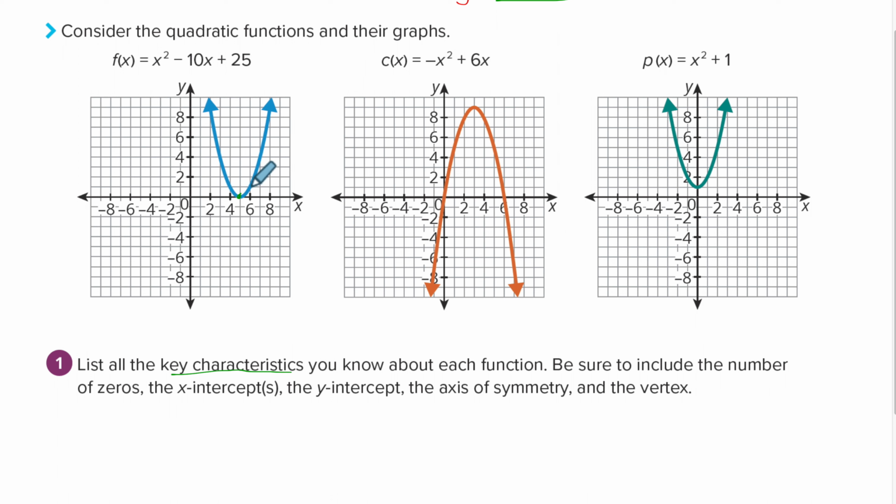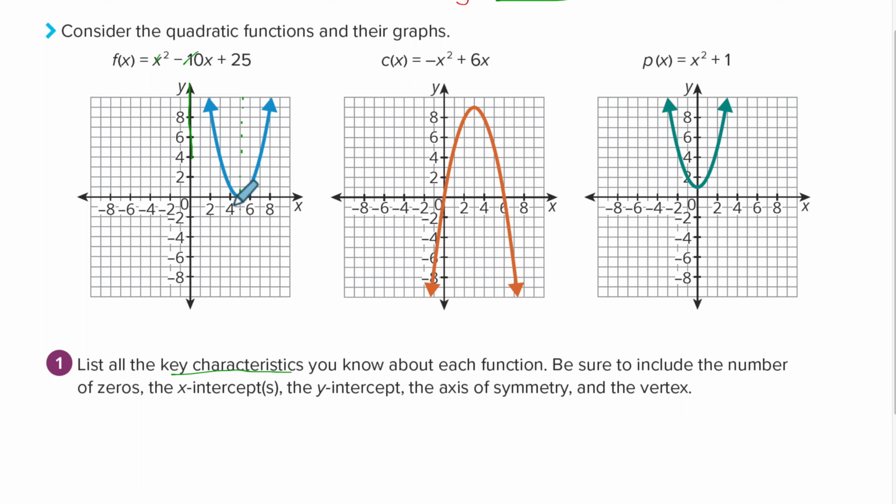The y-intercept, I can't tell from the graph, but if I plug a 0 in here, x equals 0, that's the y-axis, right? So if I plug a 0 into here, then I'll get f of x equals 25. So I know the y-intercept is at (0, 25). The axis of symmetry is the line that goes through the vertex. So there's a line right here that goes right through 5. So I would say that is x equals 5.